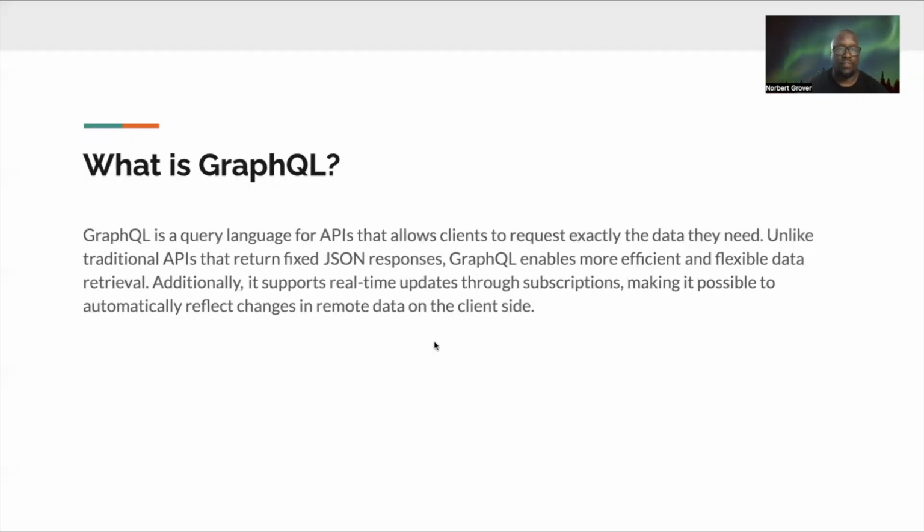So let's talk about GraphQL. What is GraphQL? It's a query language for APIs that allows clients to request exactly the data they need. Unlike traditional APIs that return fixed JSON responses, GraphQL enables more efficient and flexible data retrieval. Additionally, it supports real-time updates through subscriptions, making it possible to automatically reflect changes in the remote data on the client side.